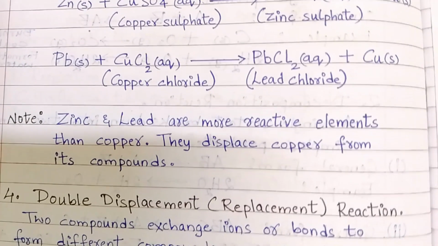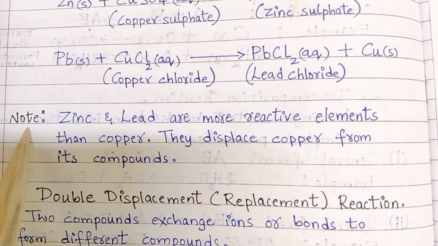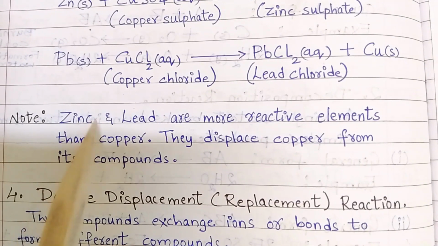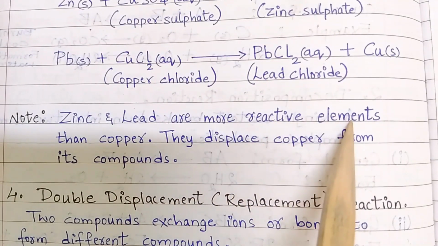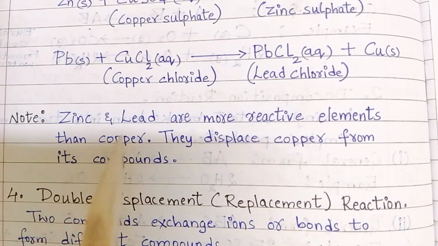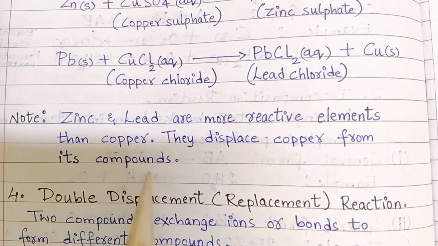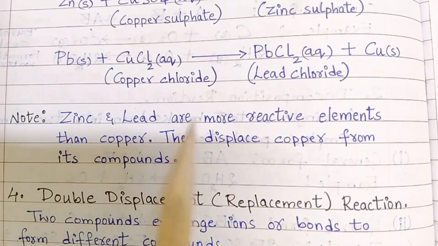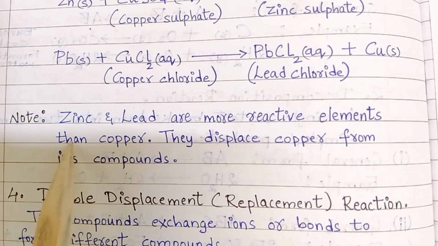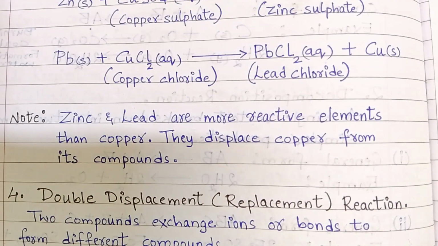Here, a very important note. This will appear in an examination as a question. Note: zinc and lead are more reactive elements than copper. They displace copper from its compounds. I hope you have understood very well.